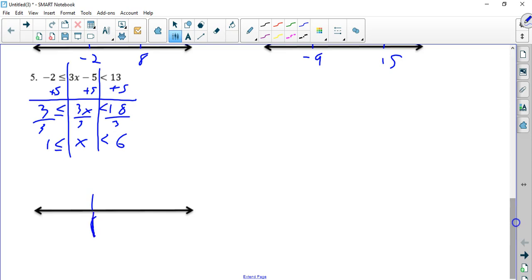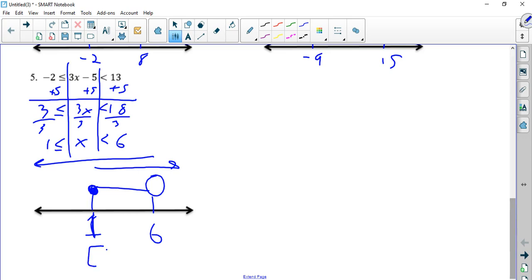So I'm going to have a 1. That's a horrible 1. Not much better. There's a 6. Now with the 1, I have a closed dot. And with the 6, I have an open dot. And if you think about it, x is greater than 1, which is going to go that way. Less than 6 is going to go that way. I want the overlap. And then this is a little bit different. I got a bracket here and parentheses there. And that's interval notation for that problem.